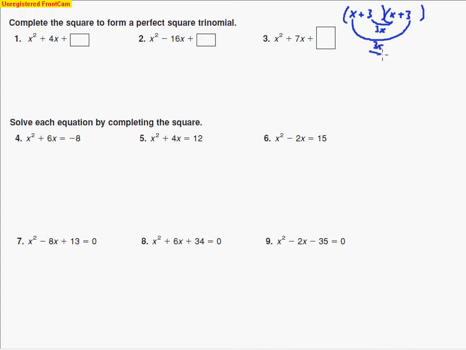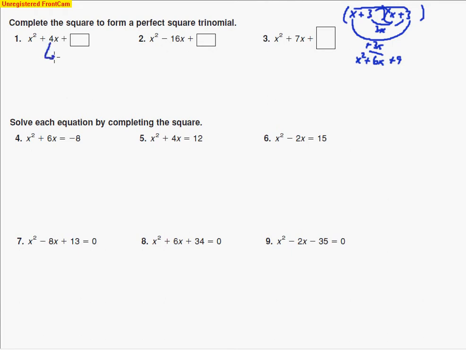If you take half of this term, here we have 6x. Let's rewrite what else is there. We've got the first terms, x and x, make x squared, and this 3 and this 3 make 9. So when we have a perfect square trinomial, the middle term comes from the same numbers multiplied. Once you find out what that number is, like in this case it's 3, that helps you figure out what your last term is. So let's take half of this term.